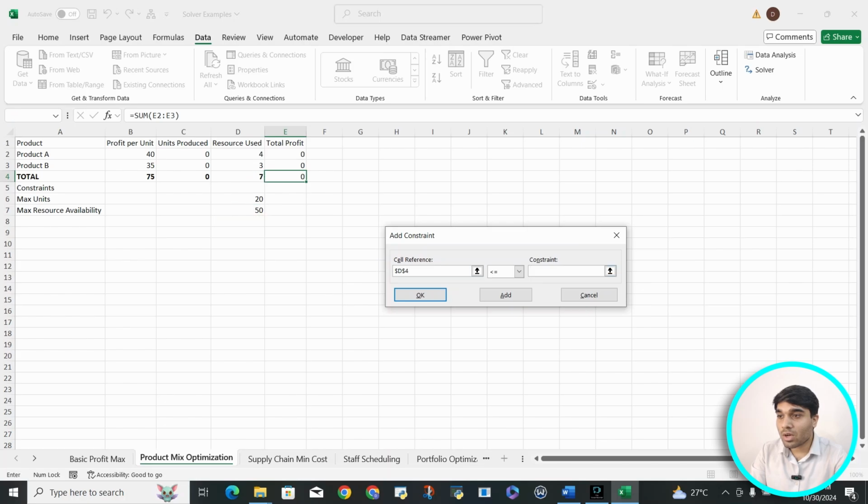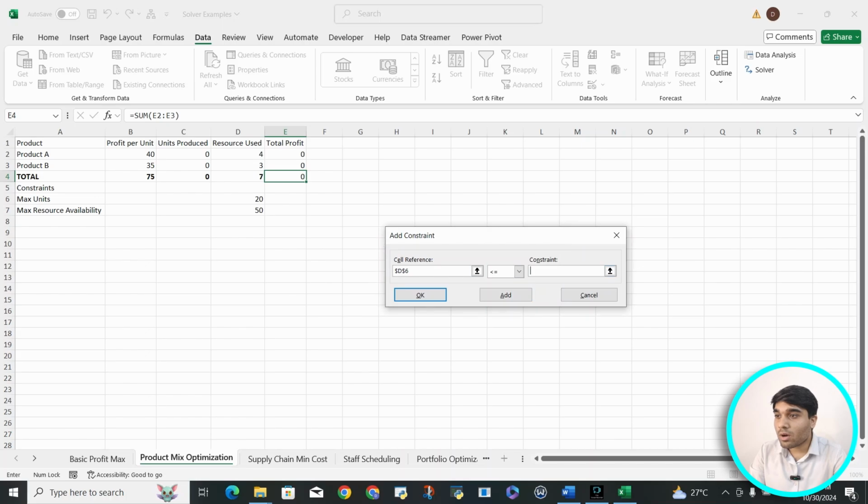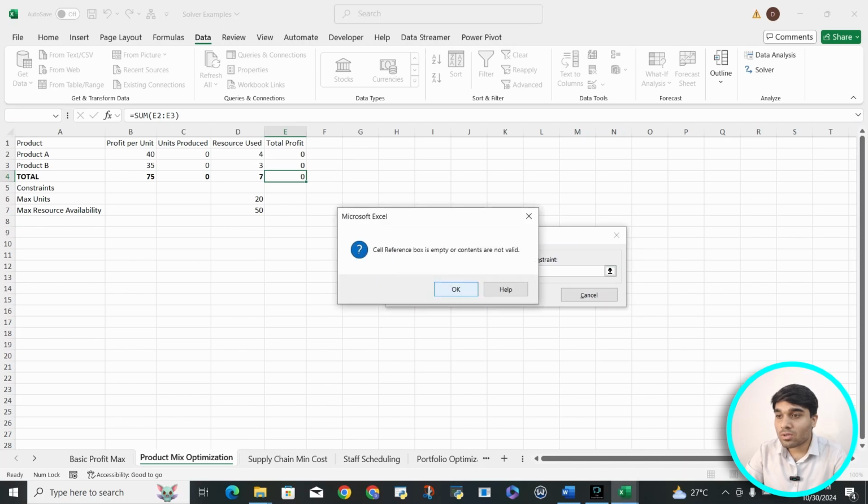This should be equal to the availability, and I'm going to click on add here. The total number of units can be equal to or less than 20 again. I'm going to add. Constraint must be a number, specific reference or formula with the numeric value. So right now selected B6, which is something I don't have to select here. I actually have to select cell B4, and constraint is supposed to be 20. And I'm going to click on add, and okay, that's all.